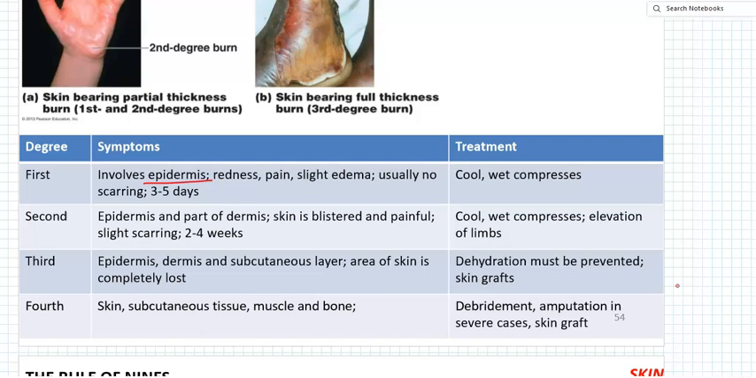Okay? So since only the epidermis is involved, all you see is a redness. Okay? Second degree burns, you can see a second degree burn right here. They involve blisters. Okay, so because epidermis and dermis are involved, you have accumulation of fluid because of the inflammation. Probably most people in this room had at some point in their life second-degree burns. They're not pleasant.